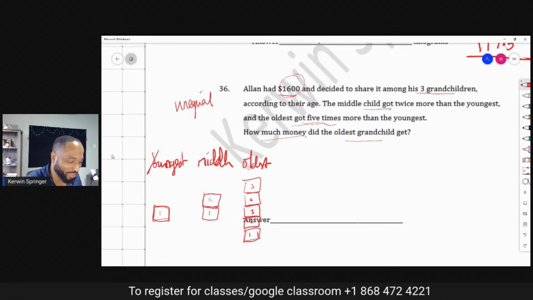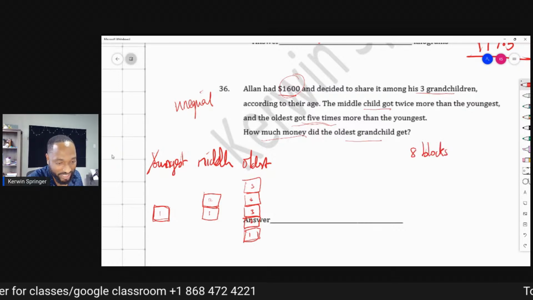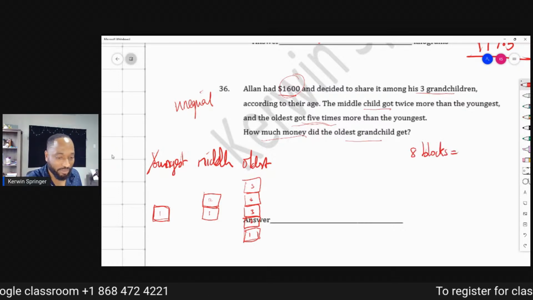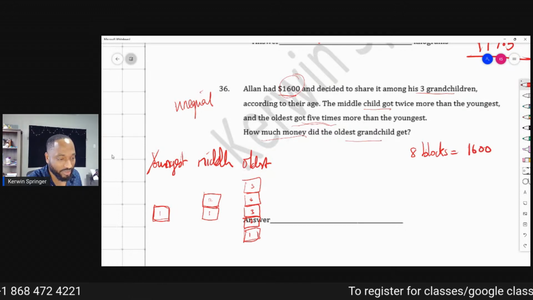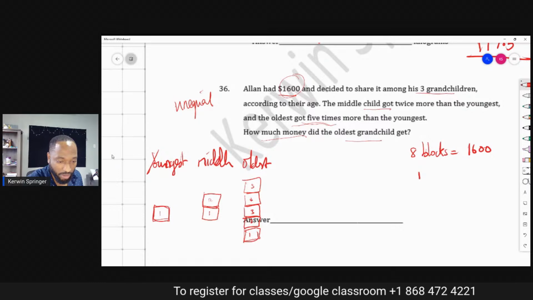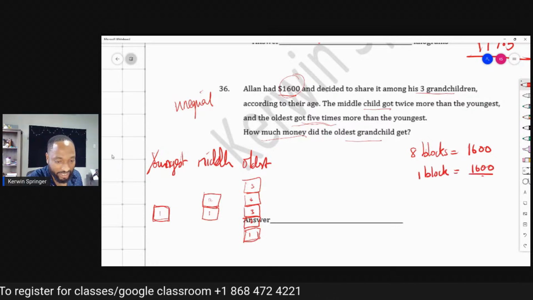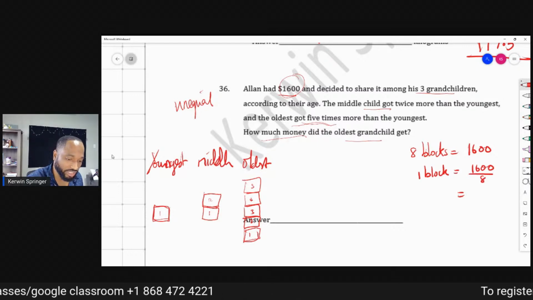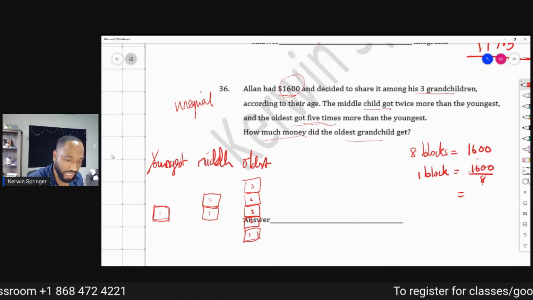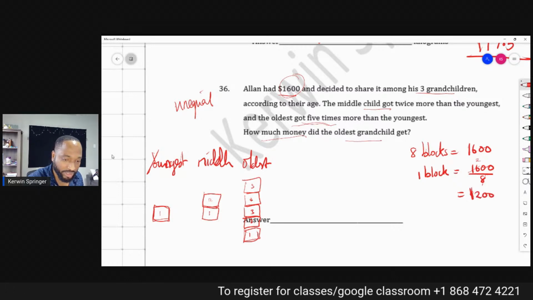1, 2, 3, 4, 5, 6, 7, 8. So 8 blocks, or 8 equal parts, must add up to the total amount of money, 1,600. So 1 part or 1 block would be 1,600 divided by 8. And that's how you crack the code in these questions. 8 goes into 16 2 times, so this is $200.